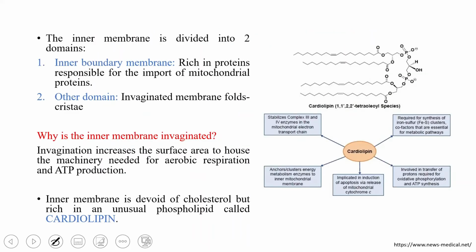Now, the inner membrane is divided into two domains. The inner boundary membrane, let me draw it for you. So, this is the outer membrane. This is the inner membrane.